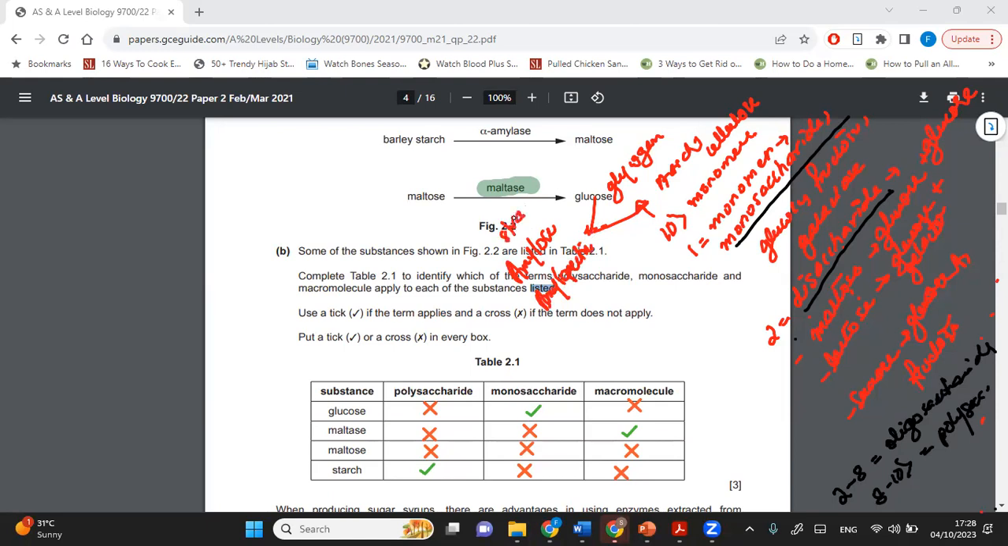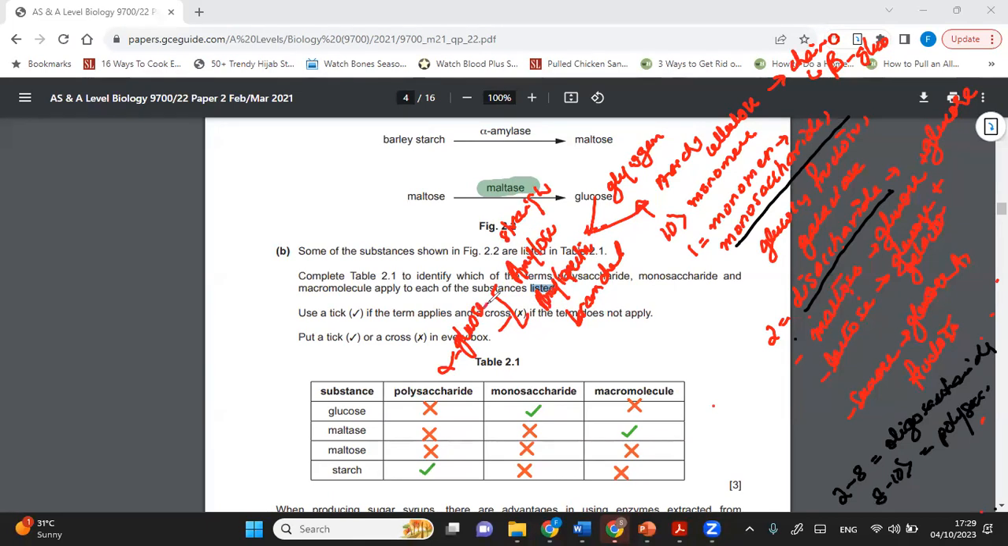Amylose is straight chain. Amylopectin is a branch structure. Cellulose is also a straight chain structure, but it's made from beta glucose. Glycogen and starch are both made from alpha glucose.